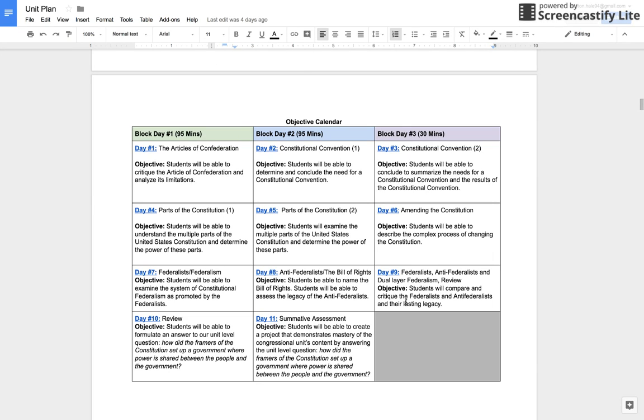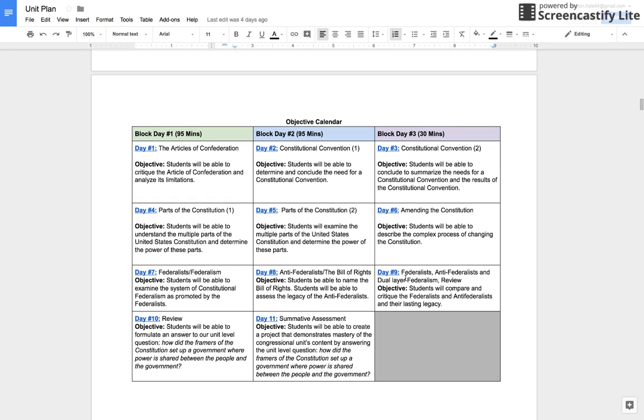We see the objective calendar. We're first going to start off with the Articles of Confederation, move on to 2 days on the Constitutional Convention. Note, on day 3, it's a 30-minute block, and day 1 and 2, they're 95-minute blocks. We move on to a discussion of parts of the Constitution, continuing that discussion on day 5. We go on to amending the Constitution on day 6. On day 7, we talk about Federalists and federalism. On day 8, we talk about Anti-Federalists and the Bill of Rights. On day 9, we talk about the Federalists, Anti-Federalists, and review it, again, because it's that smaller 30-minute day.